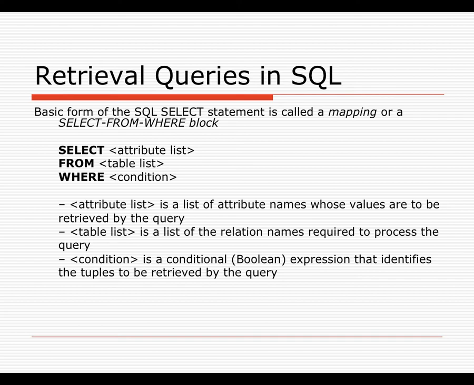So when I'm showing this, the attribute list is going to be the list of attribute names whose values are to be retrieved by that query. The table list is going to be a list of the relation names that are required to process the query, and the condition are the expressions that identify which rows or tuples are to be retrieved by the query.